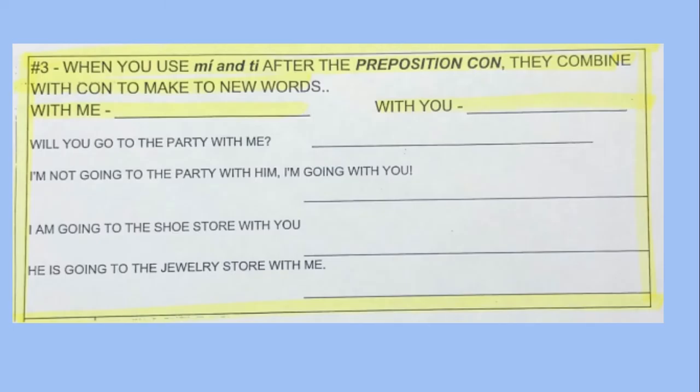When you see mí and ti after the preposition con, they combine to make a whole brand new word. So when I say with me, it's not con mí, it's conmigo. When I say with you, it's not con ti, it's contigo. So they come up with brand new words. The rest of it is normal. Like it'd be con él, con ella, con nosotros. But just right here on conmigo and contigo, brand new words.